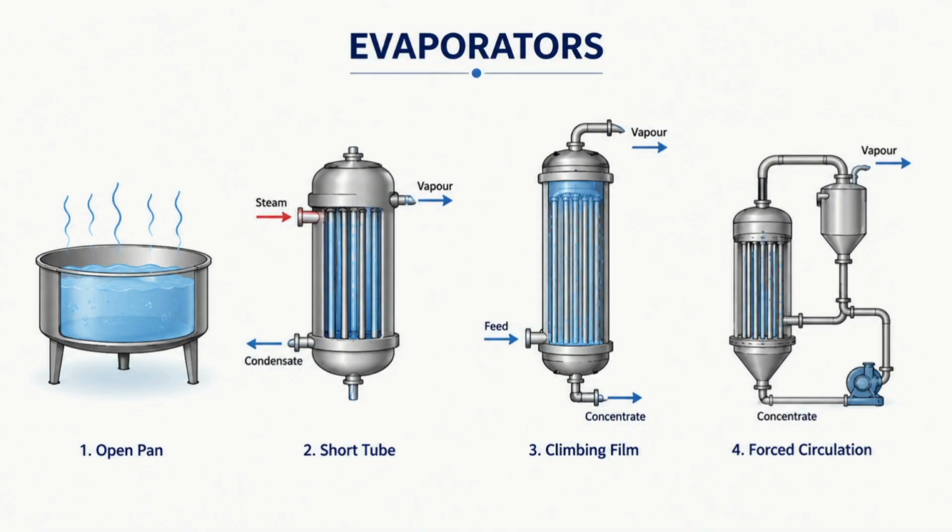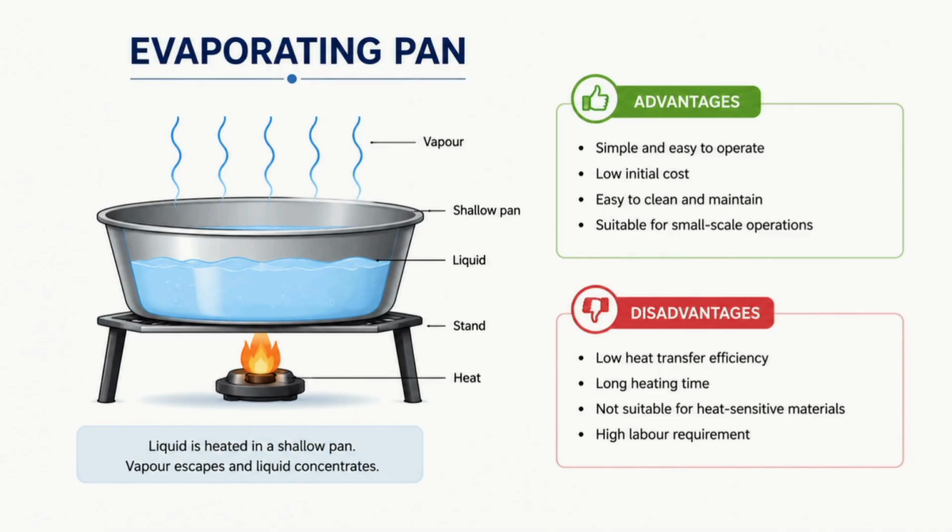For example, herbal extracts, syrups and injectable preparations use evaporators during manufacturing. Thus, evaporators are very important equipment in pharmaceutical industries. So let us see one by one clearly. First, start with the evaporating pan.